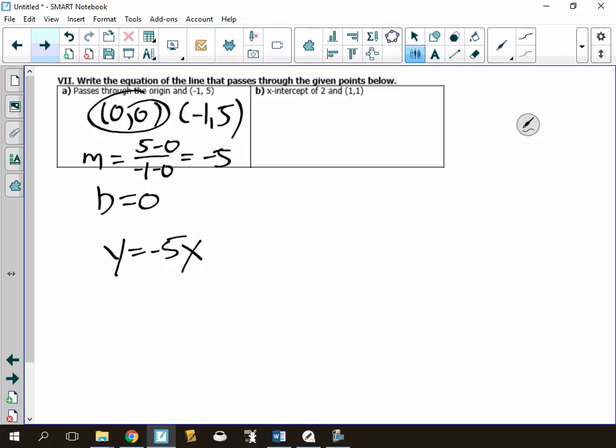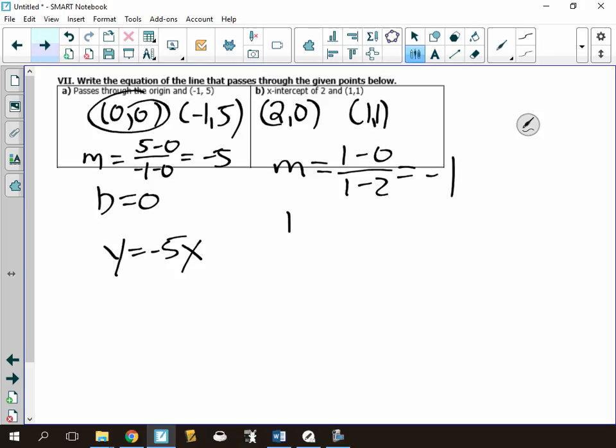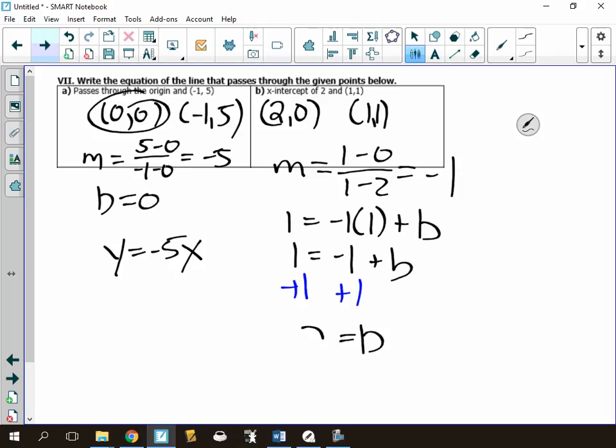For the second one, it has an x-intercept of 2. That means it goes through 2, 0, and 1, 1. So once again, we have to find the slope. 1 minus 0 over 1 minus 2 is a slope of negative 1. Then we say, okay, 1 equals negative 1 times 1 plus b. So 1 equals negative 1 plus b. Add 1 to both sides, and you get b equals 2. So the equation is y equals negative x plus 2.